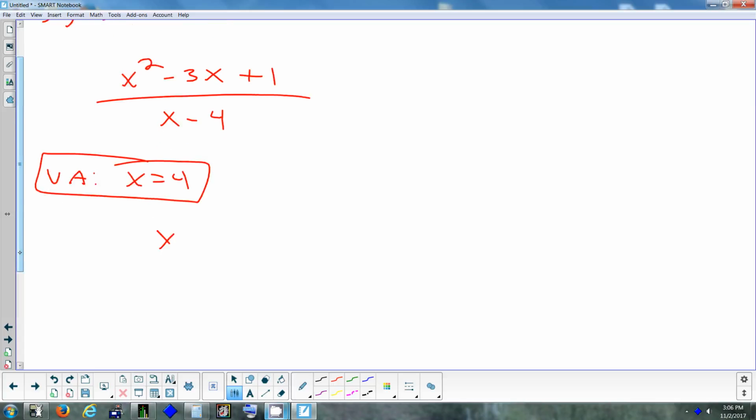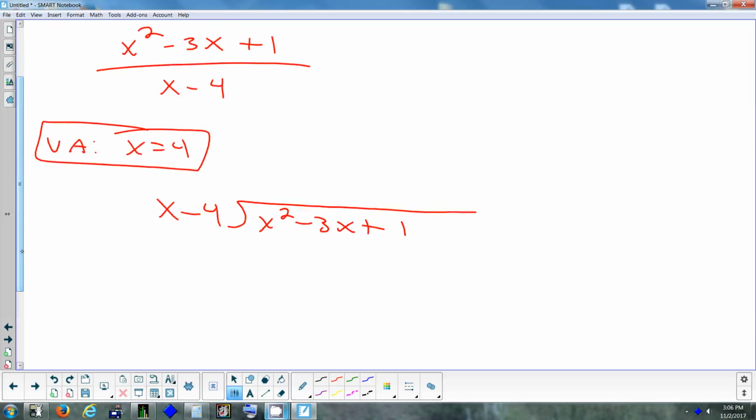Long division, yep. So x minus 4 on the outside, you're not missing anything. X squared minus 3x plus 1. All right, what's the first thing you have to do here? Divide that by that, and what does that give you? X. Now what do you do with the x? Multiply it by x minus 4. Multiply it back out. X times -4 is -4x. And now what are you going to do with your columns? Subtract.